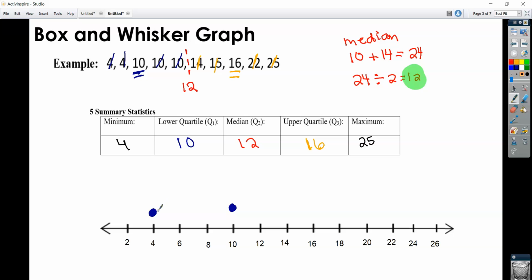Then you're going to make your first whisker. I'm just going to connect my 4 to my 10. Okay. Then you're going to make another point at 12 to represent your median. So we've already made the first whisker. Now we're making the box. We're going to put a point at 16.